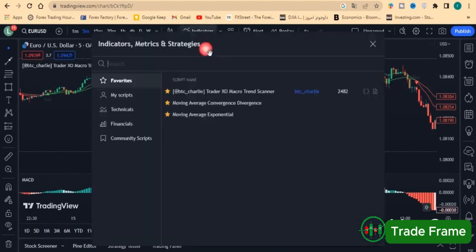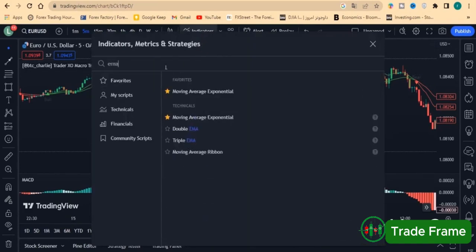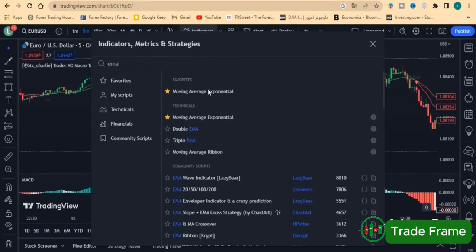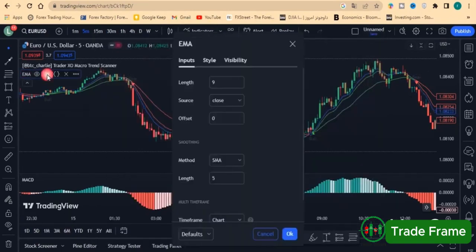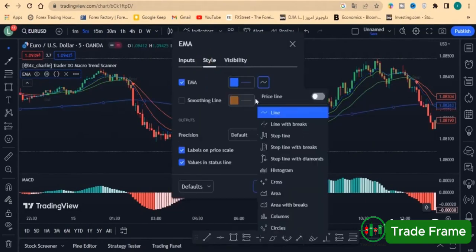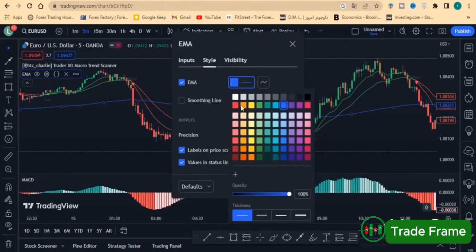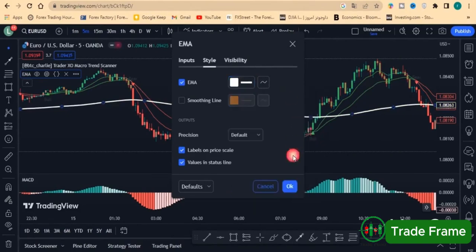So we open the indicator tab, search for the word EMA, and place the exponential moving average on the chart. I open its settings, and I set the period to 200 and change the color in the style section as desired. Now, for example, I set it to white and make it a bit bolder so you can see it more easily in the image, and I confirm it.